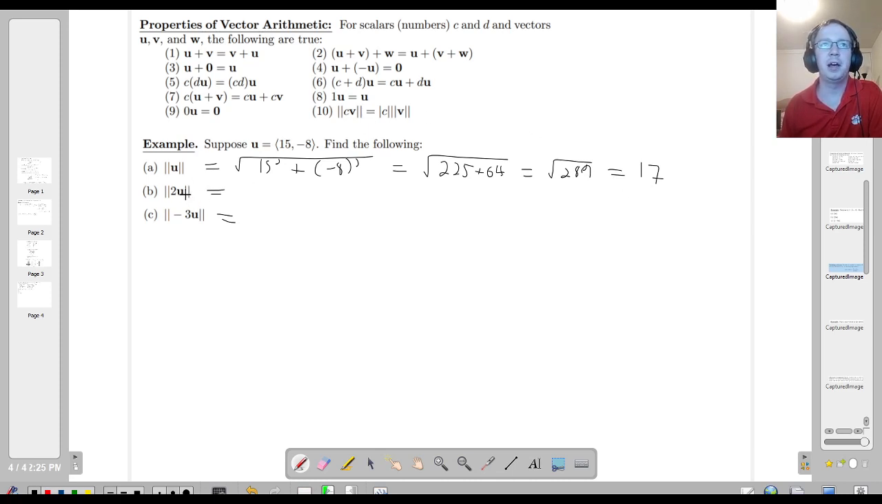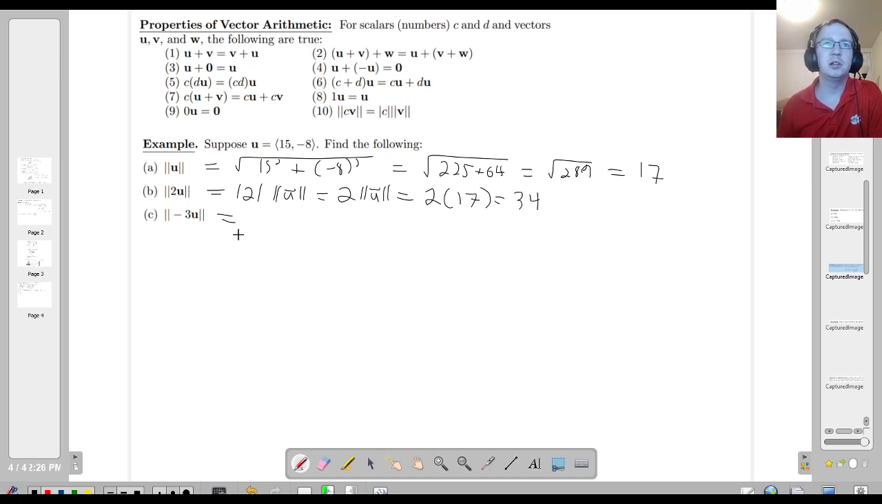So starting with the magnitude of 2u, rather than actually finding 2u and then finding the magnitude there, I fully expect the result to be the absolute value of 2 times the magnitude of u. Well, the absolute value of 2 is just 2. So it would be 2 times the magnitude of u. Well, we just found that the magnitude of u is 17. So the answer is just 34.